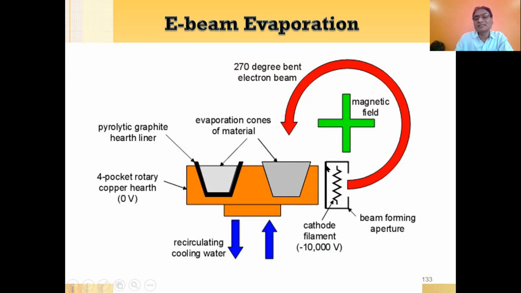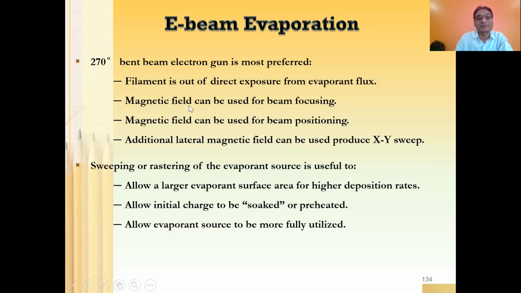So it will not be anywhere around it, and as a result you will be able to save your filament from contamination, because we are bending the beam we are getting, the electron beam. We can keep wonderful isolation between the crucible and the electron beam. That will help us protect our heating filament, right? That is one of the advantages.